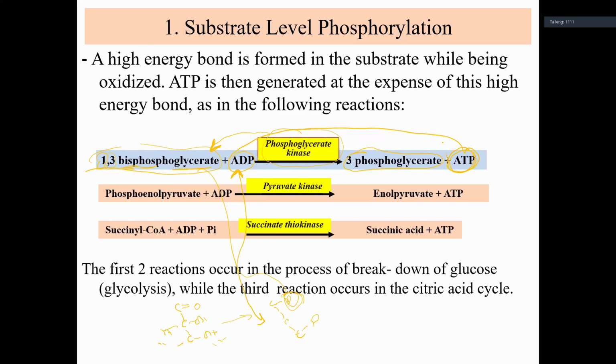We got energy. During the reaction, the final product is that we received energy. ATP is formed, but this ATP is formed during the reaction. ATP is not the result of the main reaction for bisphosphoglycerate. Clear? Yes. So this is called substrate level phosphorylation.